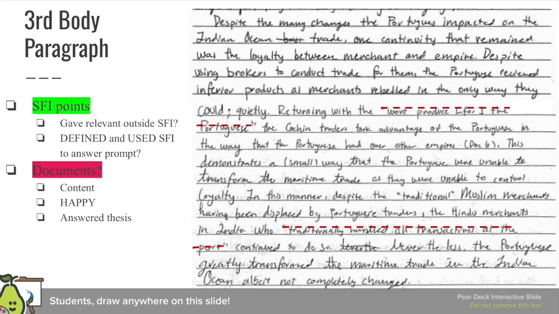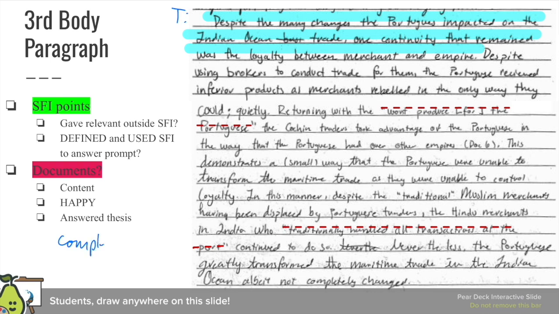Now for body paragraph 3. We only have 2 points left for them to get, the grammar point and the complexity point. But let's see if they add any more outside evidence or if they add any more documents. Despite the many changes the Portuguese impacted on the Indian Ocean trade, one continuity. Well, look at that. They are doing both parts of the historical thinking skill.